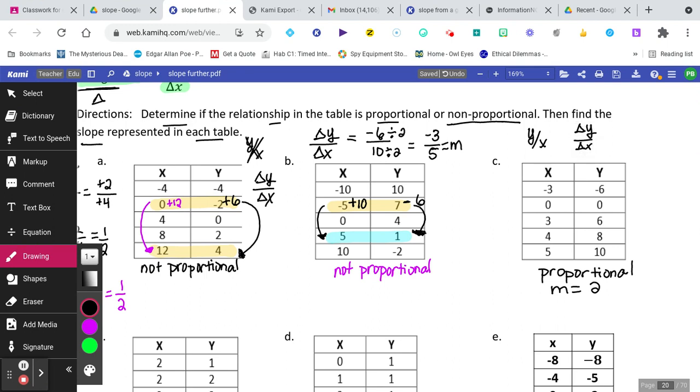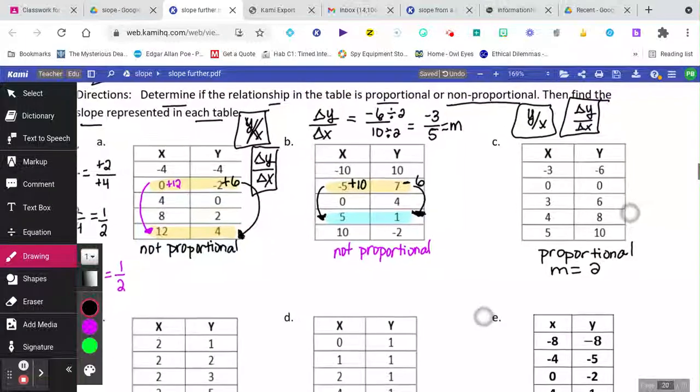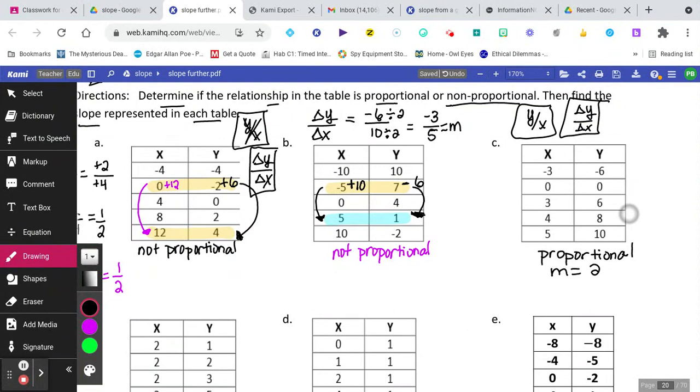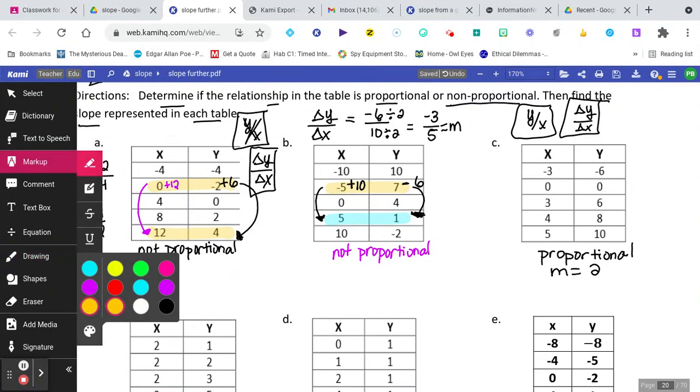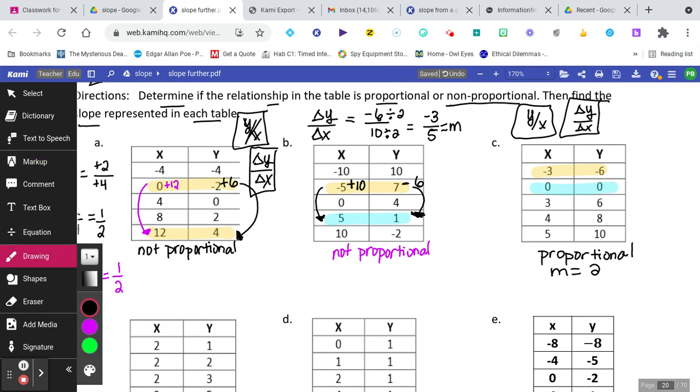We know, again, on A and B, you can't take a y and divide it by an x, but the change of y over the change of x works. But when I can take a y and divide it by an x, will this also work? So let's check that on C. On C, I'm going to pick 2 ordered pairs. I'm just going to pick the first 2 and see if this formula will work. The change of y over the change of x.